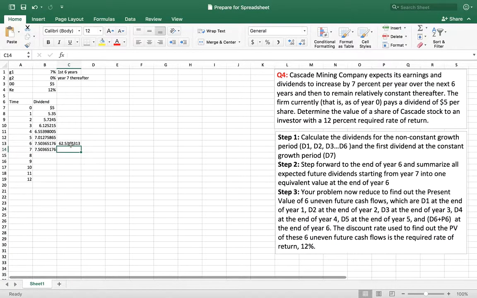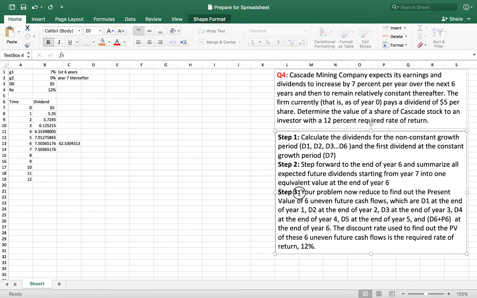The number shown in C13 is the equivalent value at the end of year 6, summarizing all the expected future dividends starting from year 7. The third step, that is, the last step, is to obtain the present value of all 6 expected uneven cash flows, and the interest rate used to obtain the present value is the investor's required rate of return.